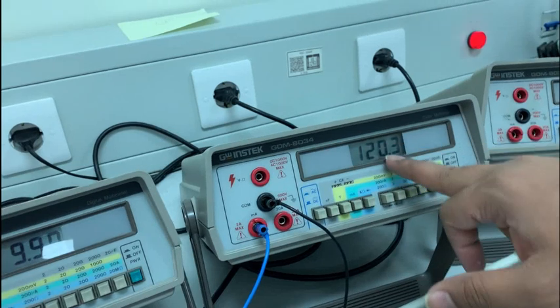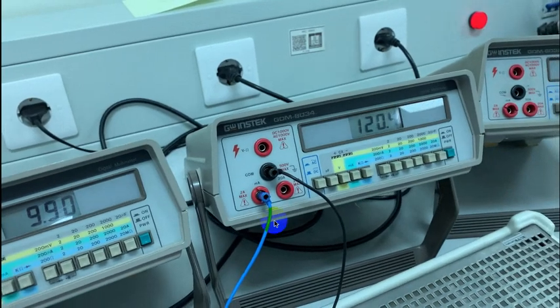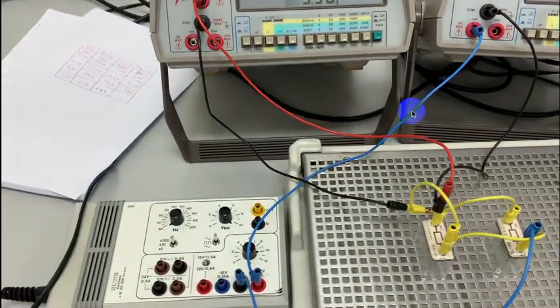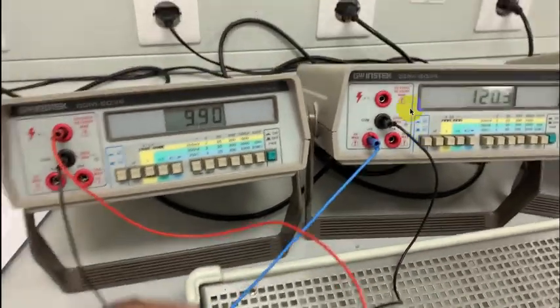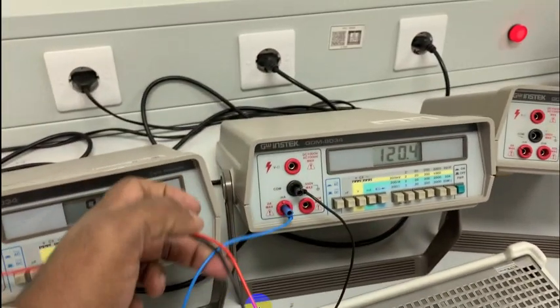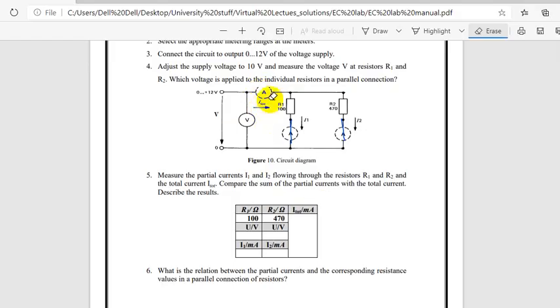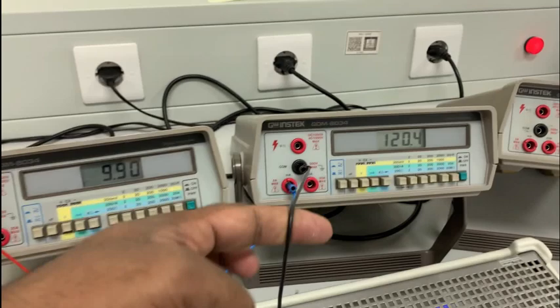So it is 120.4, my total current. I total is 120.4. That means at this point it is the total current entering here. When it comes to this point till here, it is 120 I total. Here it will be I1 and here it is I2. So in the second part we will find I1 and I2.